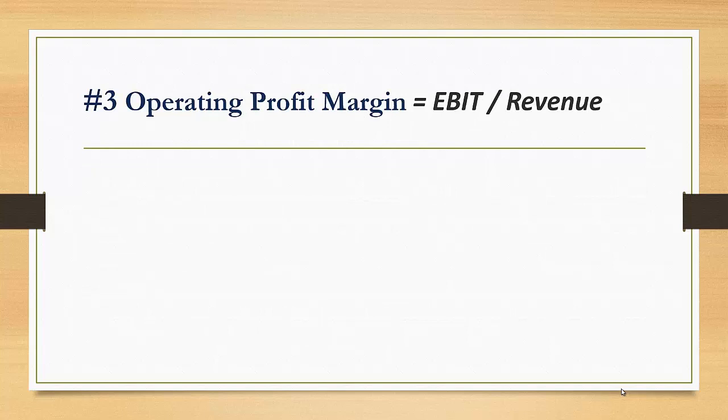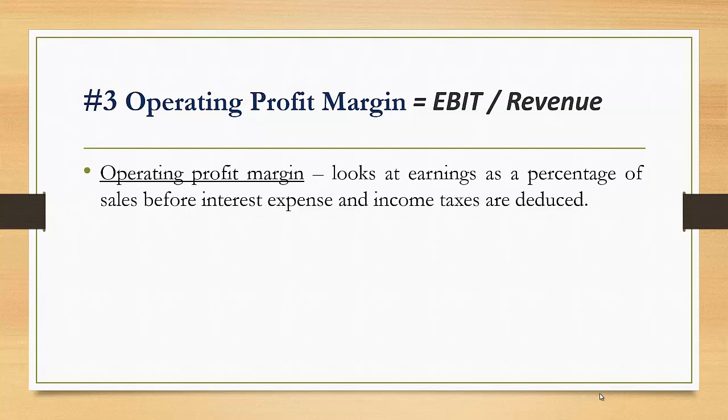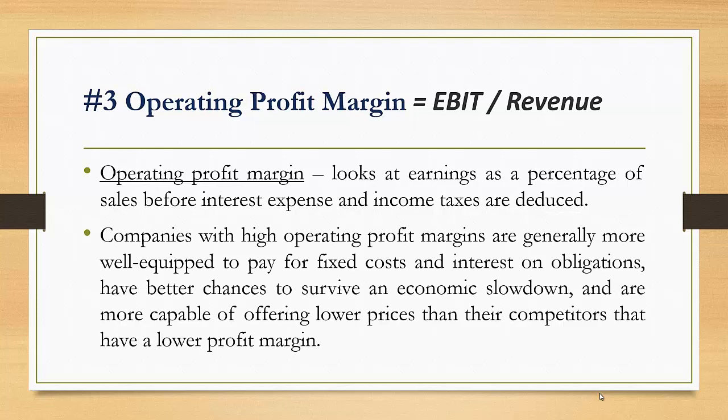The third ratio under the profitability category is operating profit margin. Operating profit refers to earnings before interest and tax. As you can see, the operating profit margin looks at earnings as a percentage of sales before interest expense and income taxes are deducted. Companies with high operating profit margins are generally better equipped to pay for fixed costs and interest on obligations, have better chances to survive an economic slowdown, and are more capable of offering lower prices than their competitors that have a lower profit margin.